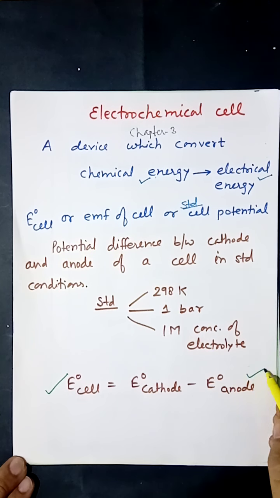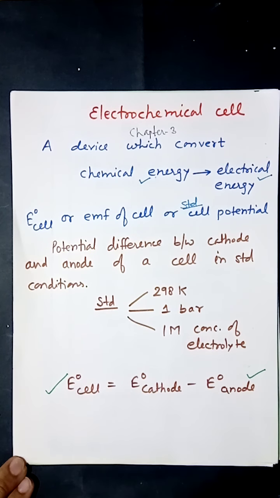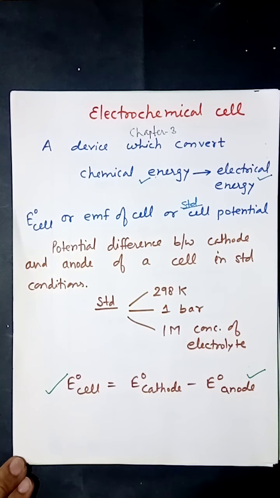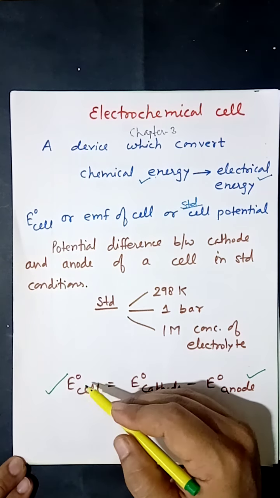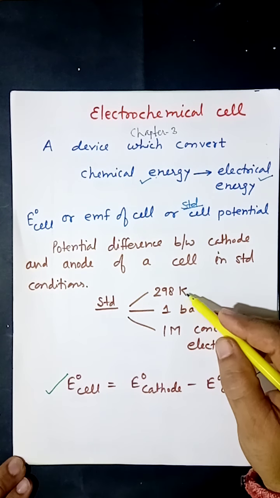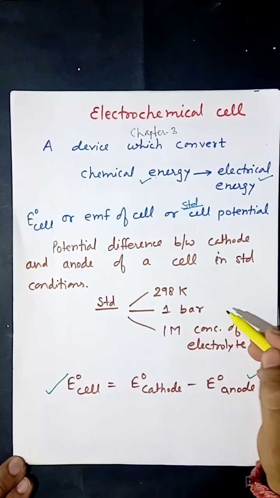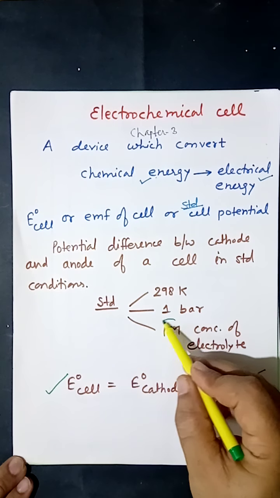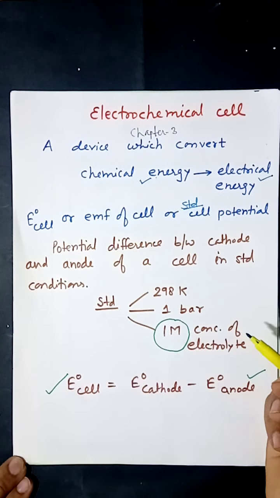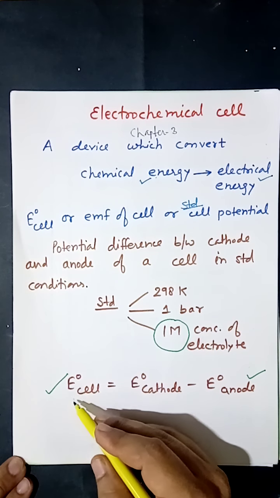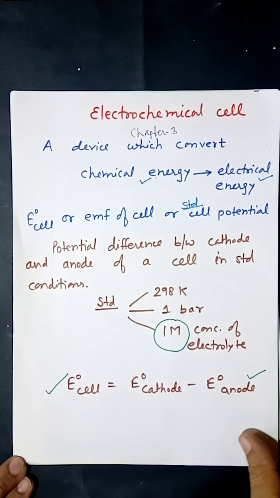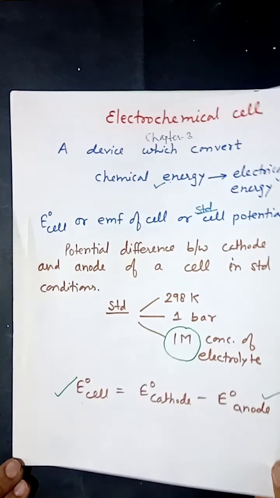Now you have used this formula in class 11th, and we will again revise this, and then we will develop our knowledge with respect to this formula here in class 12th. I hope you remember standard means the temperature should be 298 Kelvin, the pressure must be 1 bar, and the most important is the concentration of electrolyte is 1 capital M. It means it is 1 mole per liter or 1 molar solution. So far, E naught cell, that is standard cell potential, is potential of cathode minus potential of anode.